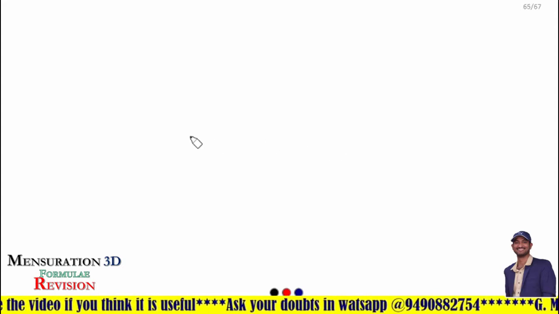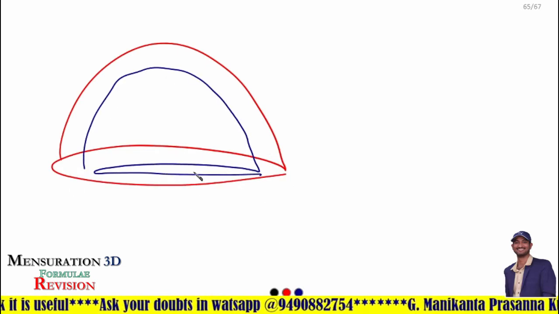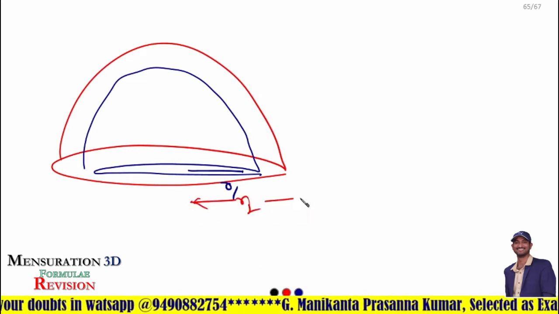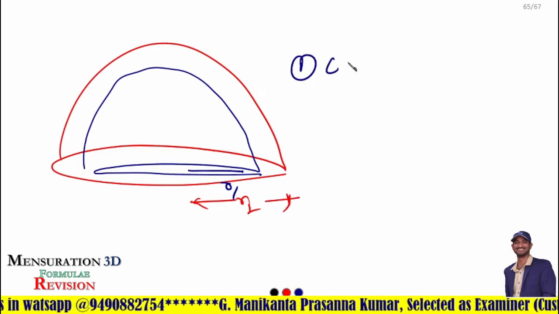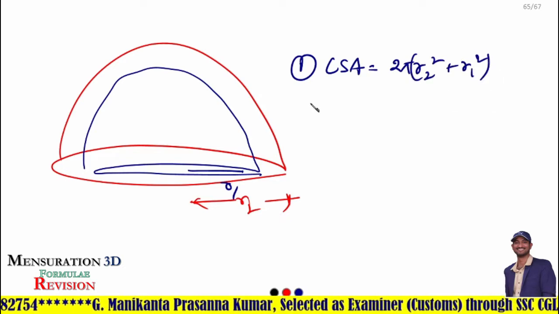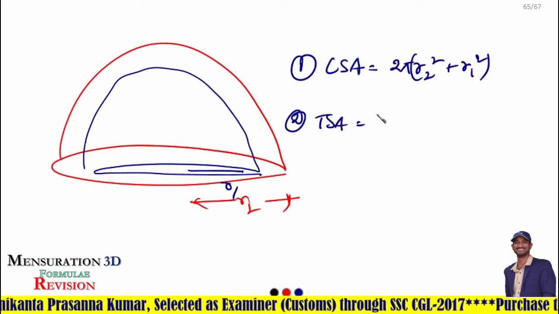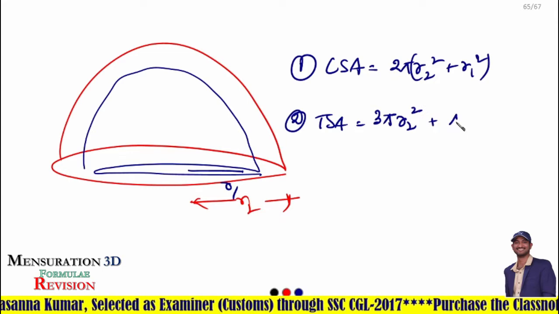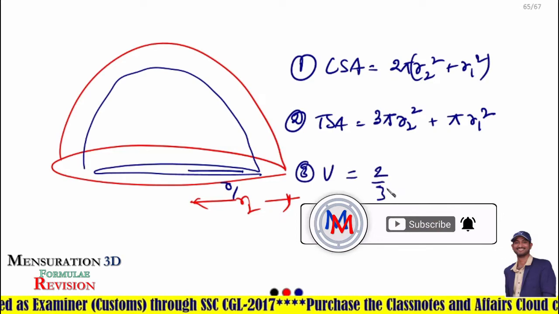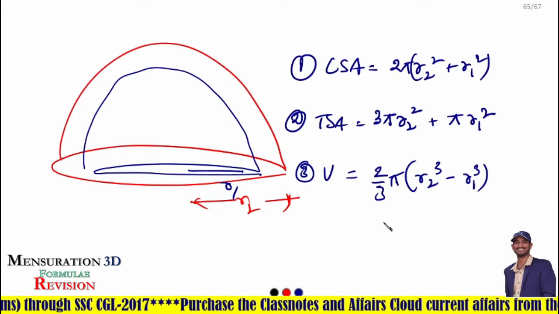When we talk about the hollow hemisphere, the inner radius is r1 and the outer radius is r2. Then first, curved surface area of the hollow hemisphere is 2 pi (r2 square plus r1 square). Total surface area, please remember directly, the total surface area of the hollow hemisphere is 3 pi outer radius square plus pi r1 square. And third, volume equals 2/3 pi (r2 cube minus r1 cube). That's it.